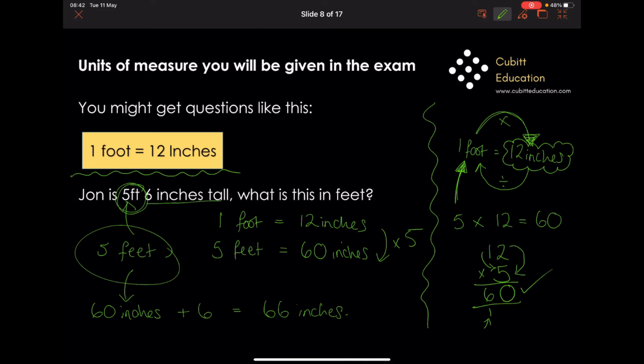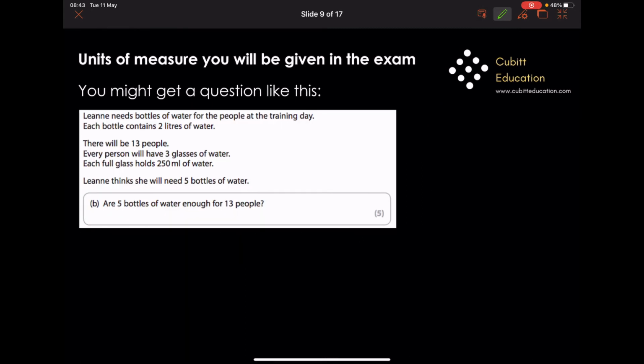There's also a video on multiplying and dividing using different methods without a calculator, so please go back and check that if you are a little bit worried about doing that. Okay, another one then. Now we're getting a little bit trickier here.